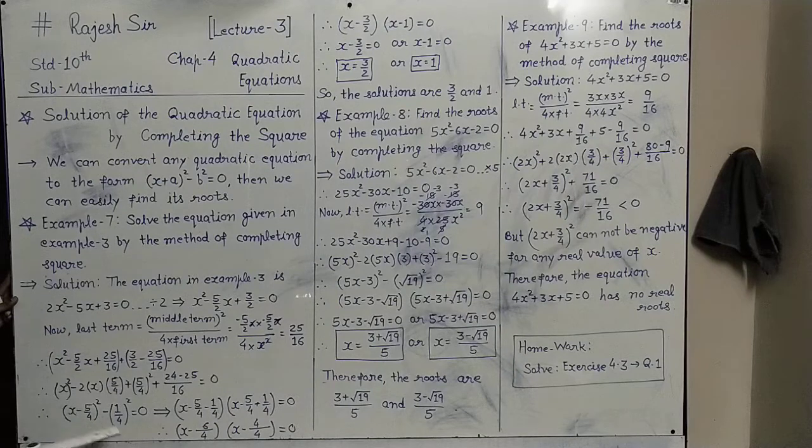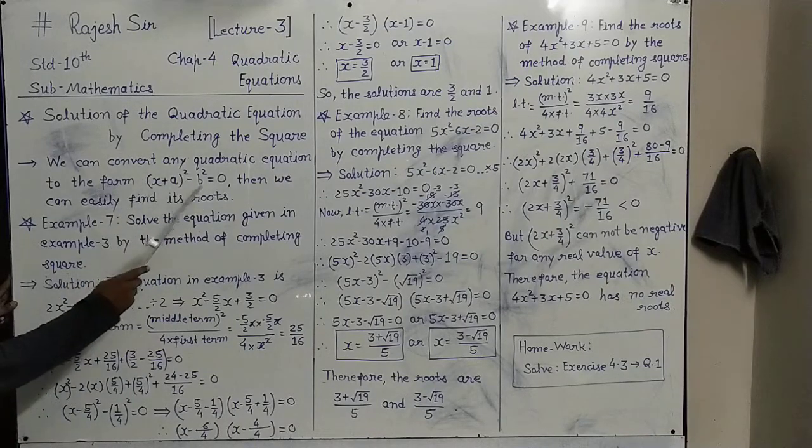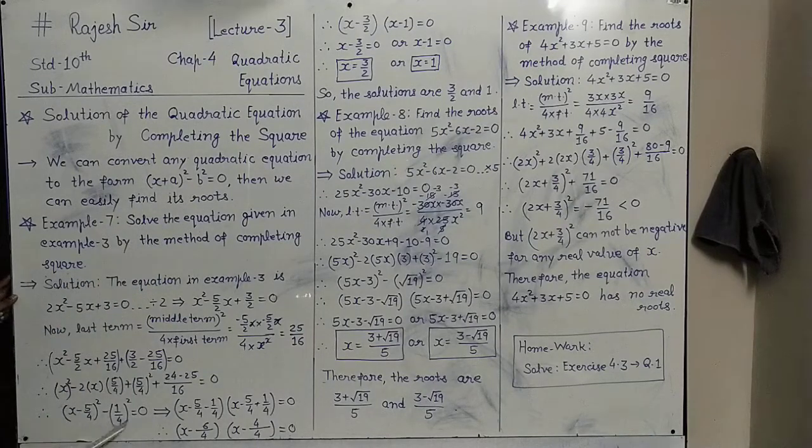And for the remaining two, minus 25 and plus 24, that is minus 1/16. Minus 1/16 can be written as minus 1/4 the whole square. So the given equation is in the form of x minus 5/4 the whole square minus 1/4 the whole square equal to 0. That was needed to apply the completing square.